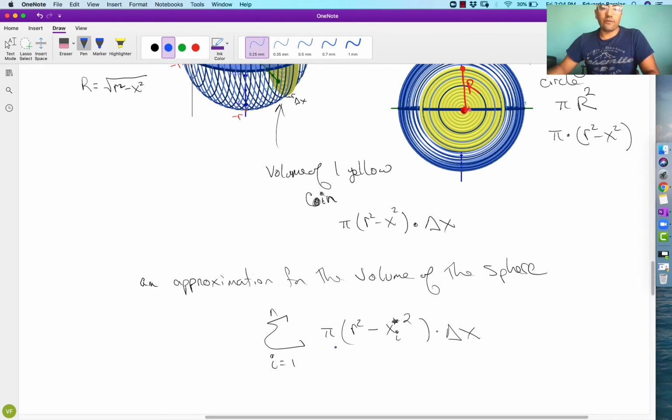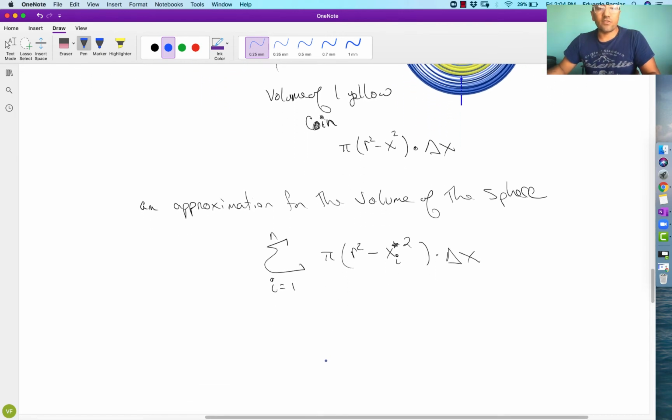Good. And then, of course, if we don't want an approximation, we want the exact answer. We want the full volume. Well, then not an approximation, but the actual volume of the sphere will be equal to this.